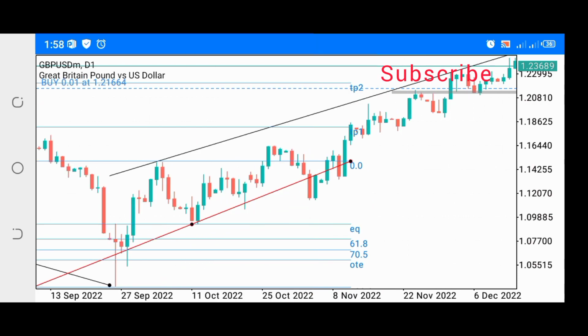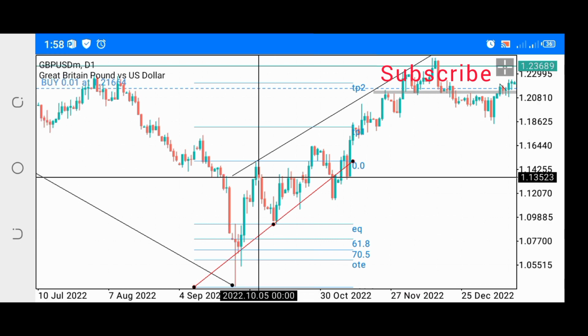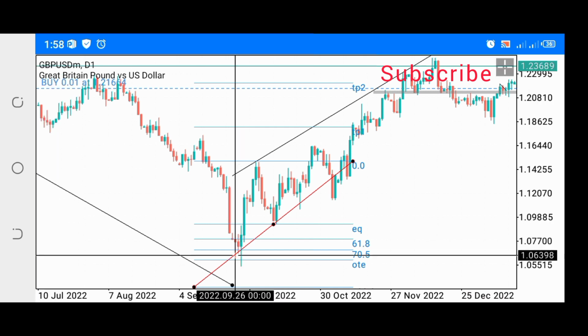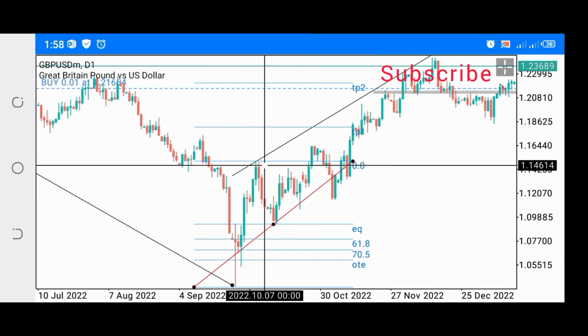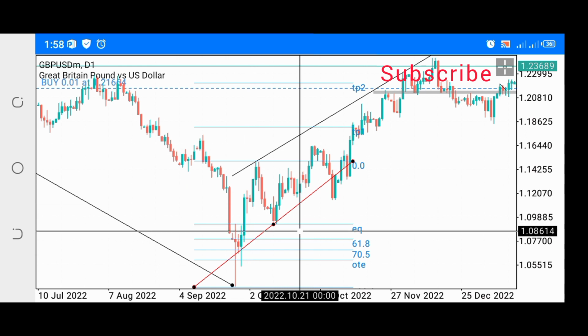So example number one. We have a swing low, swing high. We place our Fibonacci from the swing low here to the swing high. We wait for price to retrace to equilibrium, because that's where the banks buy at, equilibrium or less.